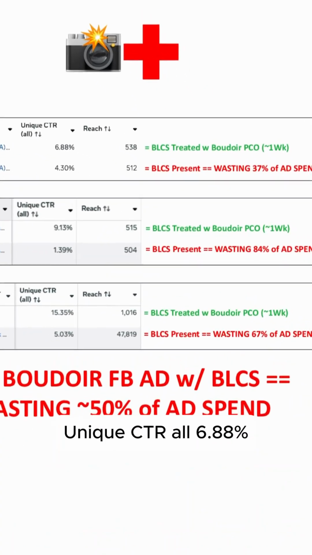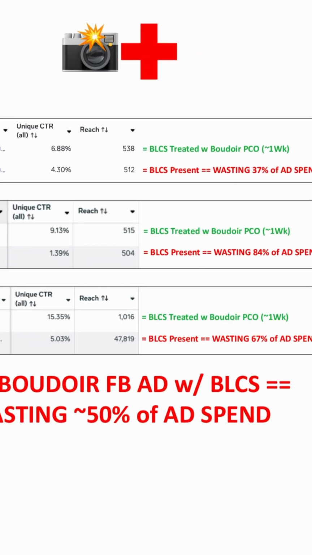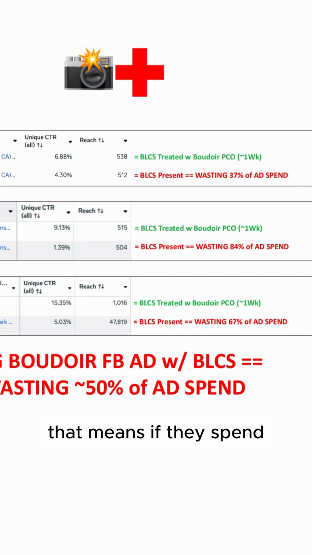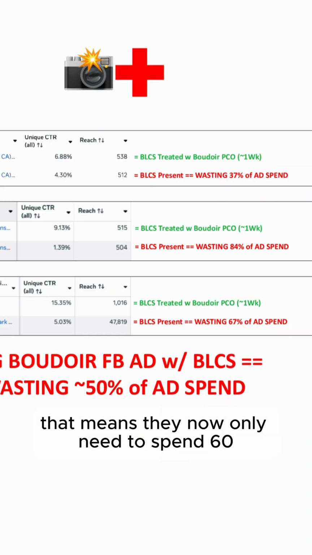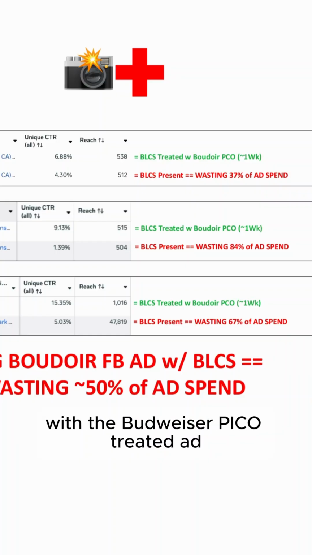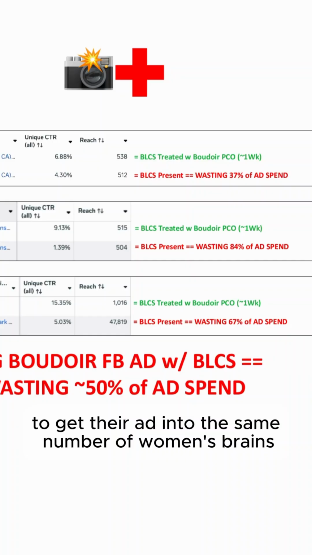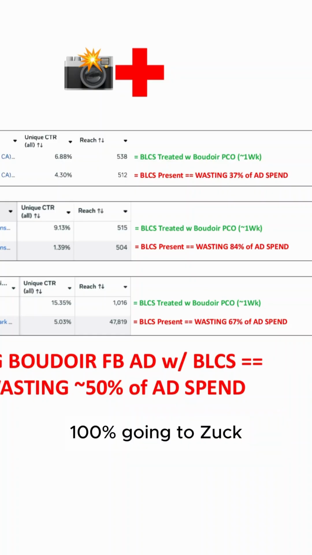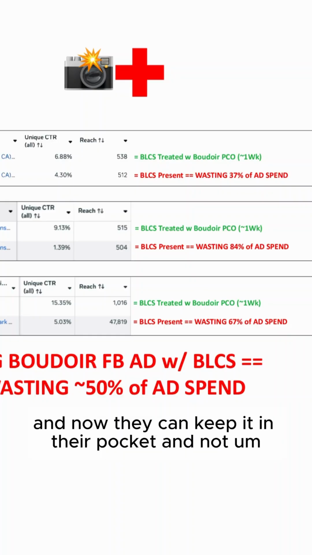Unique CTR 6.88%. So we found out the original Boudoir Facebook ad is wasting 37% of ad spend. That means if they're spending 10 grand a month on the original Boudoir Facebook ad, they now only need to spend $6,300 a month with the Boudoir PCO treated ad to get their ad into the same number of women's brains. So at $3,700 a month, it's literally doing zero for them. 100% going to Zuck.